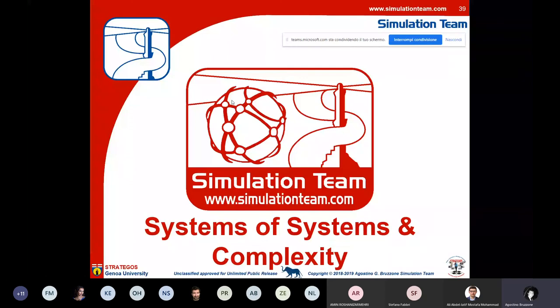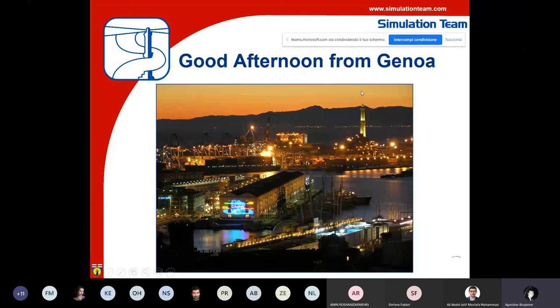Allora, if technology will support me. It's afternoon in Genoa, not so dark yet. This season is pretty, it's a sunny day nowadays. This is the view of the Genoa port by night. The old port, you can see on the upper right, the lighthouse, that is the Genoa symbol. You can see that is over here. I don't know if you see the mouse moving over.